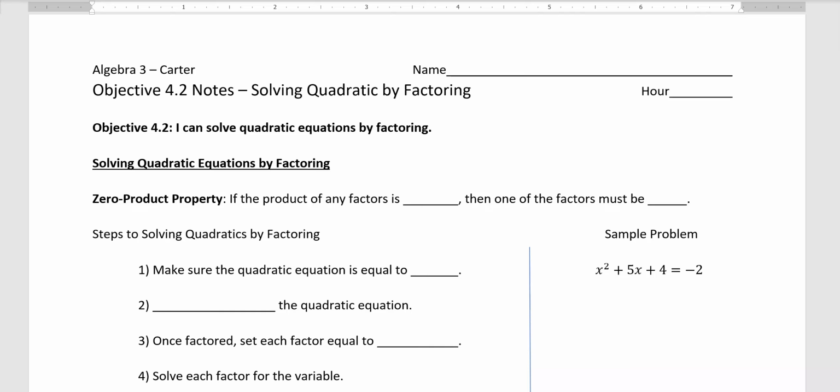Hello! Welcome to our Objective 4.2 notes. Objective 4.2 says I can solve quadratic equations by factoring, and that, my friends, is what we are going to do right now. So, solving by factoring.